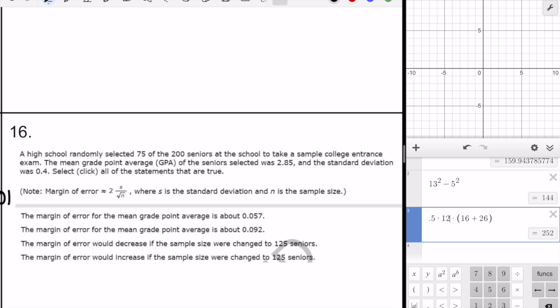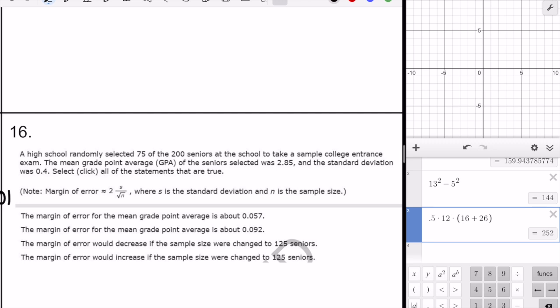Now, number 16 is definitely a statistics question, but if you read it, all you have to do is plug in what it's given to you. So they give us the formula. It says a high school randomly selected 75 out of 200 seniors to take a sample college entrance exam. The mean grade, so the mean average of the senior selector is 2.85, and the standard deviation was 0.4. So it says click all the statements that are true.